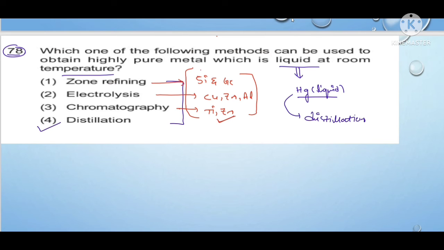By zone refining, you can refine silicon and germanium. By electrolysis, copper, zinc, and aluminium. By chromatography, you can purify titanium and zinc. By distillation, you can purify mercury metal. Why? Because it is in liquid form at room temperature.